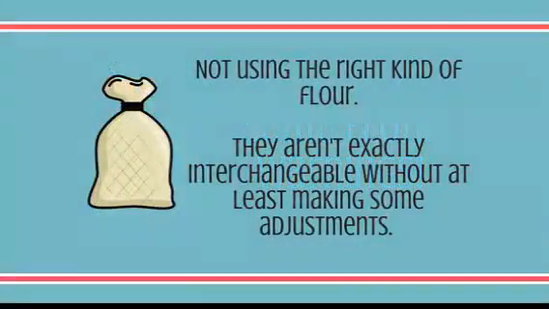First, it's really important to use the right kind of flour. They're not exactly interchangeable without at least making some adjustments to them. If you use the wrong type of flour, you could have a cake that doesn't rise properly. It could have a gummy texture. There are all kinds of things that could go wrong. So it's really important to use the flour that's called for in the recipe. Or you can do some substitutions, and we'll talk about that later.